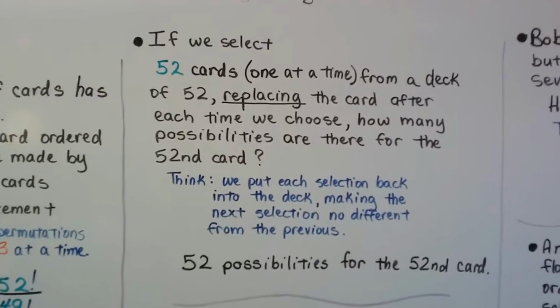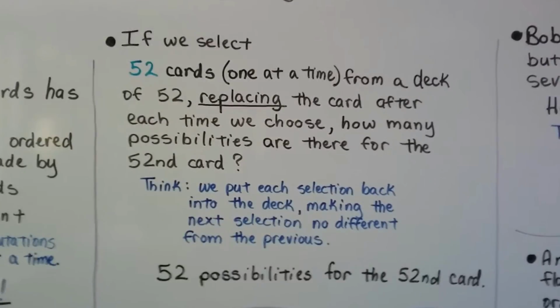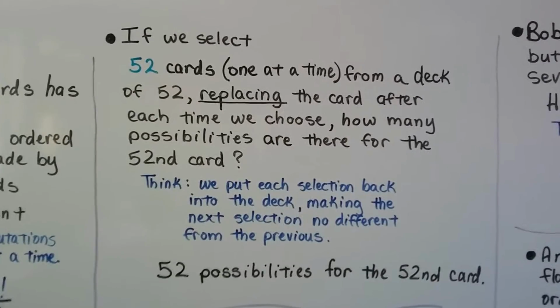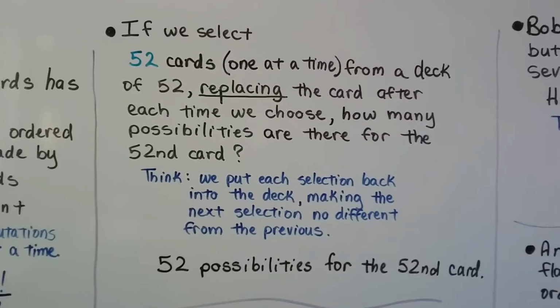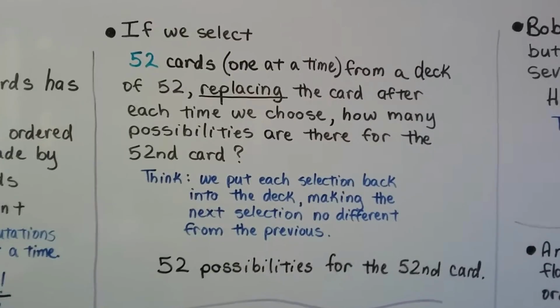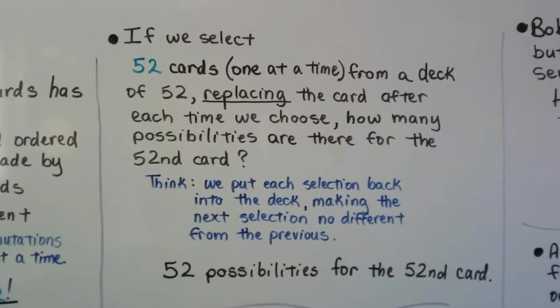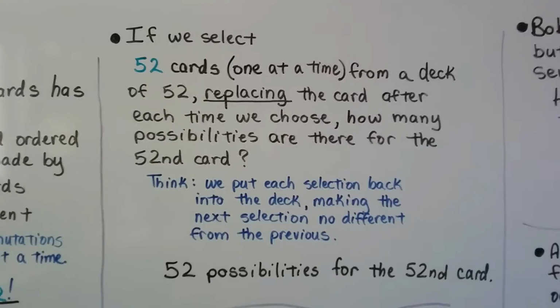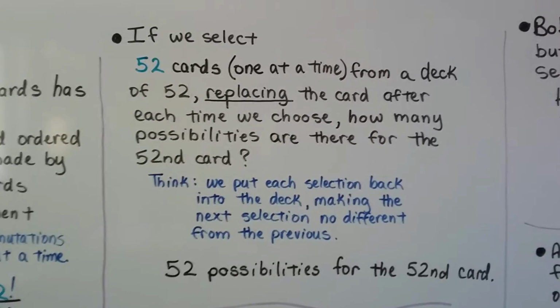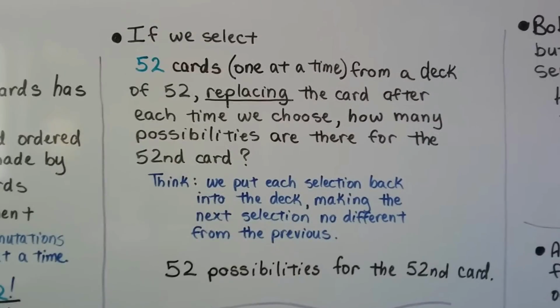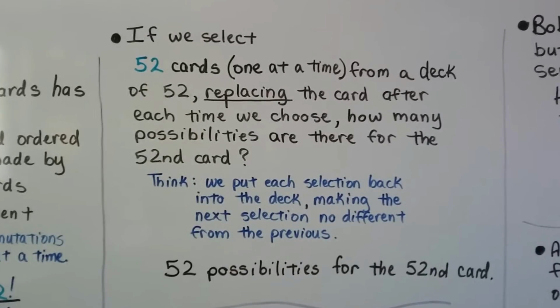If we select 52 cards, 1 at a time, from a deck of 52, replacing the card after each time we choose, how many possibilities are there for the 52nd card? So think, we put each selection back into the deck, making the next selection no different from the previous one. 52 possibilities for the 52nd card. We're putting each one back, so it's almost like we're starting over, isn't it?